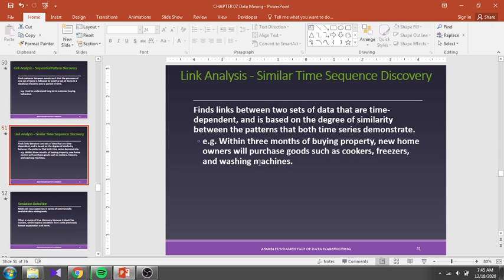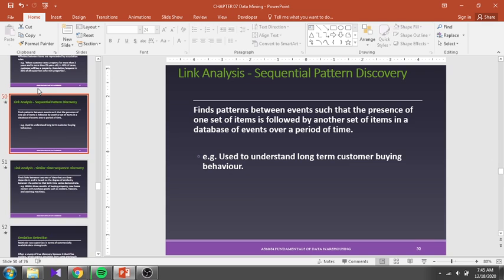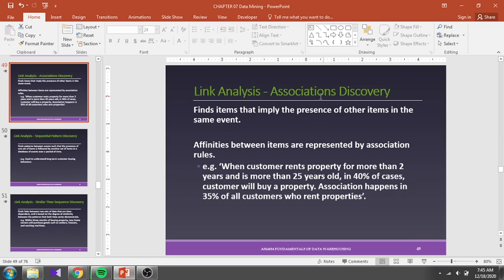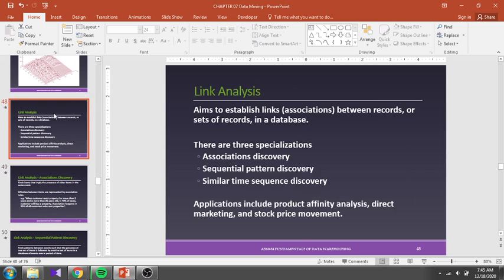Find links between two sets of data that are time dependent. This one is on the similar time sequence discovery. Sorry, the one above was sequential pattern discovery, and this one is association discovery. Okay, sorry. So we go one by one through the three specializations.